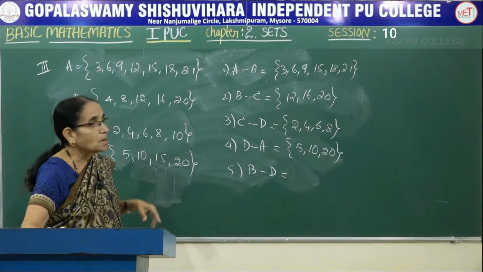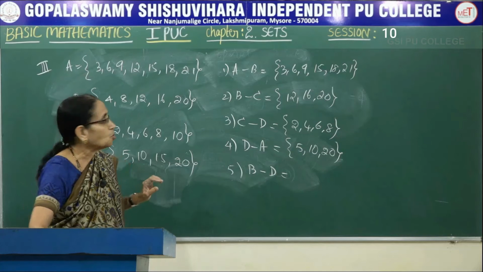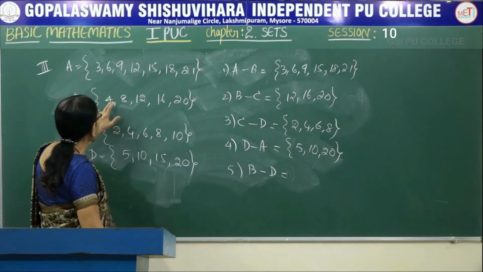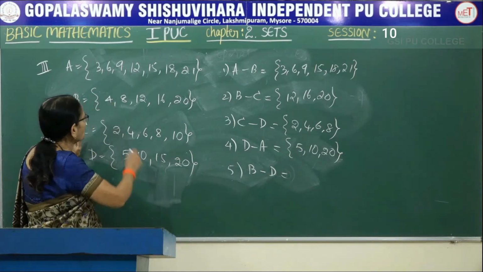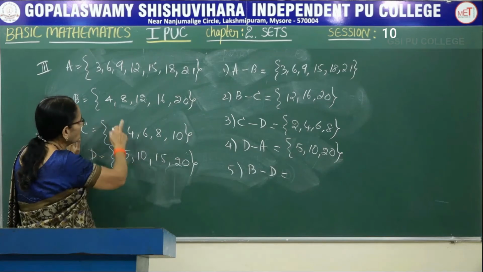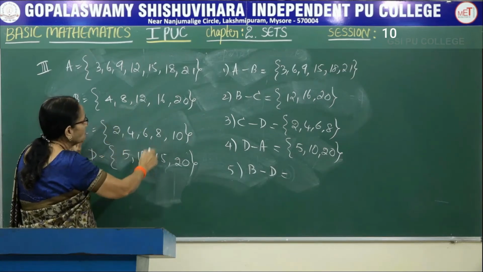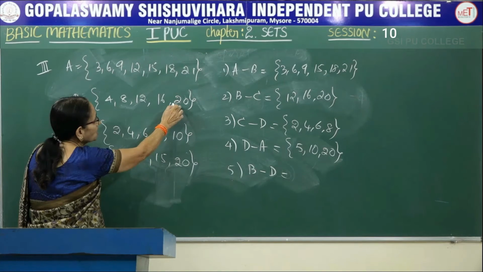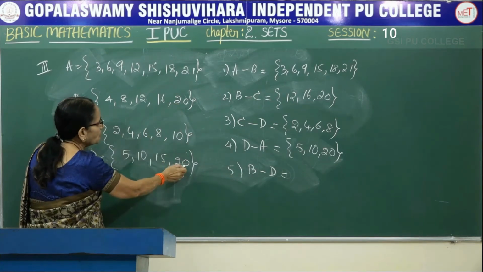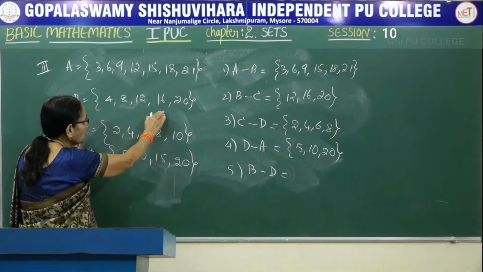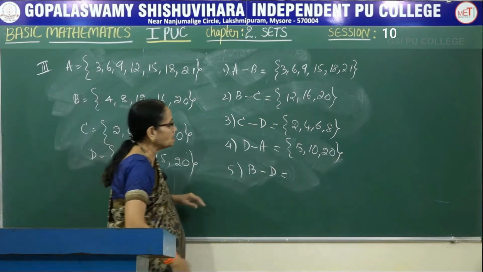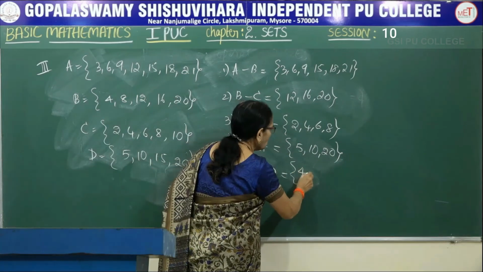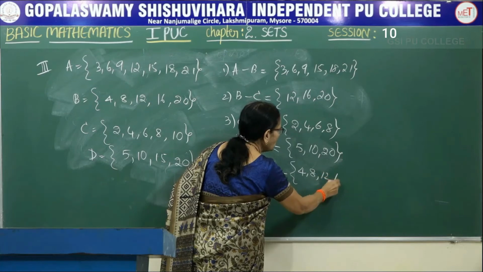What is the last one? B minus D. It should be present only in B but not in D. What are those elements? 4 is not here, 8, 12, 16, but 20 is present in B as well as in D. So the other 4 elements, 4, 8, 12, 16, I can write here. 4, 8, 12, 16.